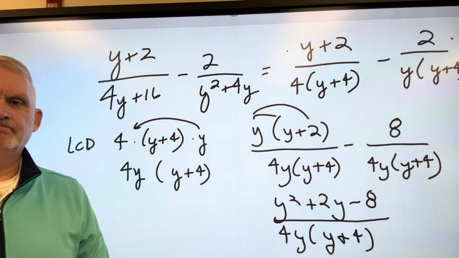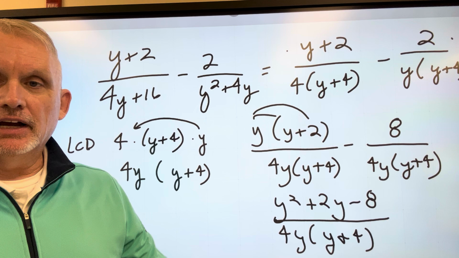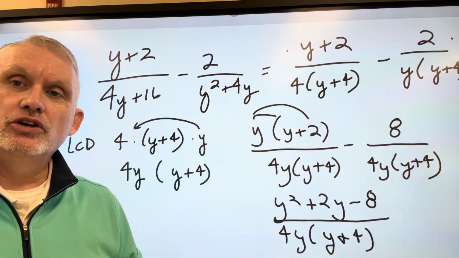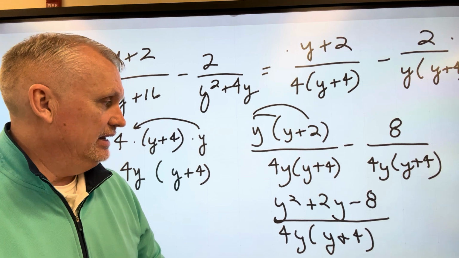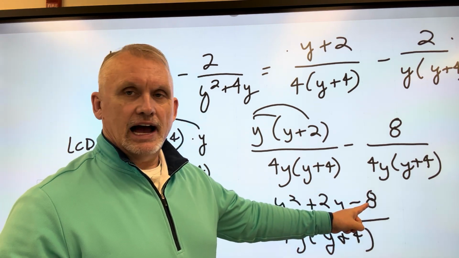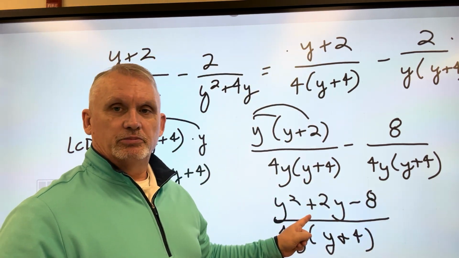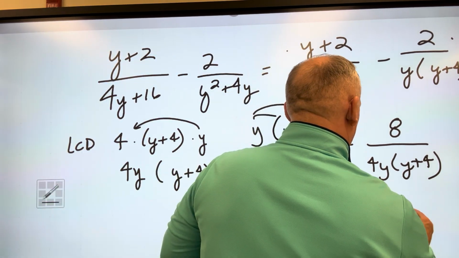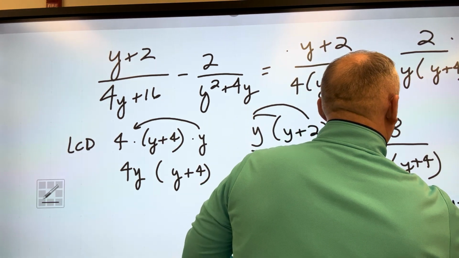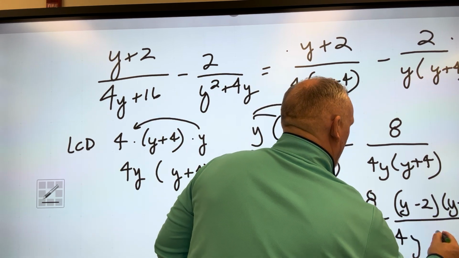Okay? Now here's the kicker on this thing. I'm not going to do this tonight, or for you guys tonight. I will show you when we meet again on Tuesday, that this thing, you can factor this top. Well, I'll show you right now. You can factor the factors of negative 8 that add up to positive 2. Well, that's y minus 2, y plus 4, over 4y, y plus 4.